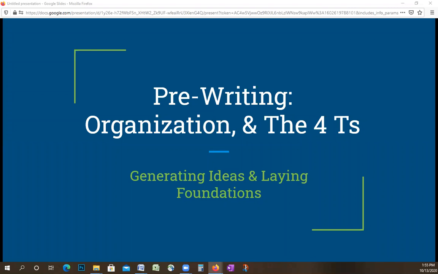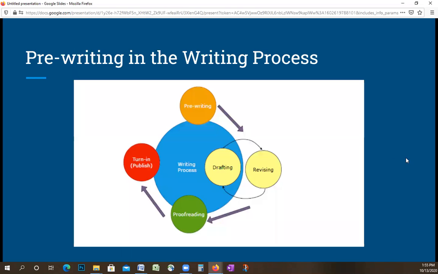Hi everyone. Today we're going to be talking about pre-writing, and specifically we're going to talk about pre-writing in terms of organization and the 4 T's. So pre-writing is the first step in this writing process that we've discussed several times. It's this orange ball right here. It's the first thing we do.